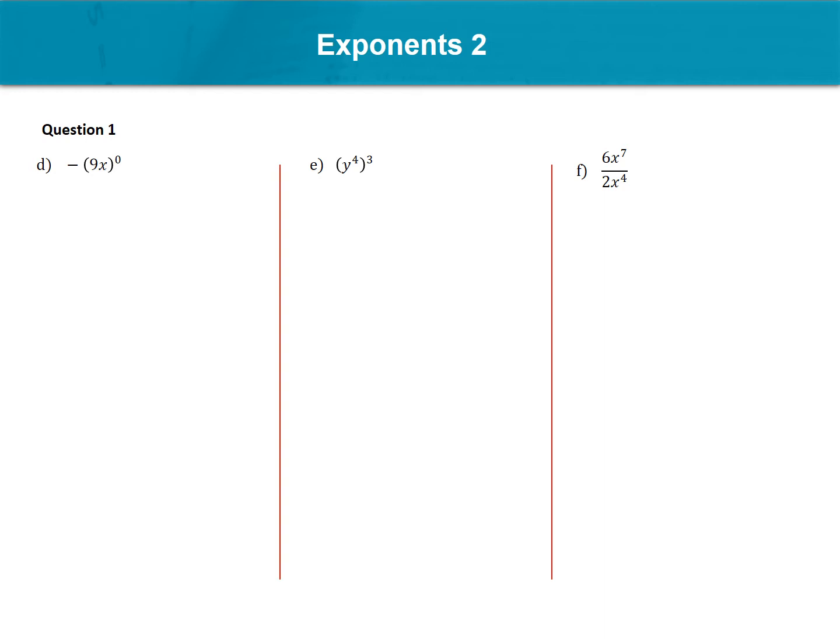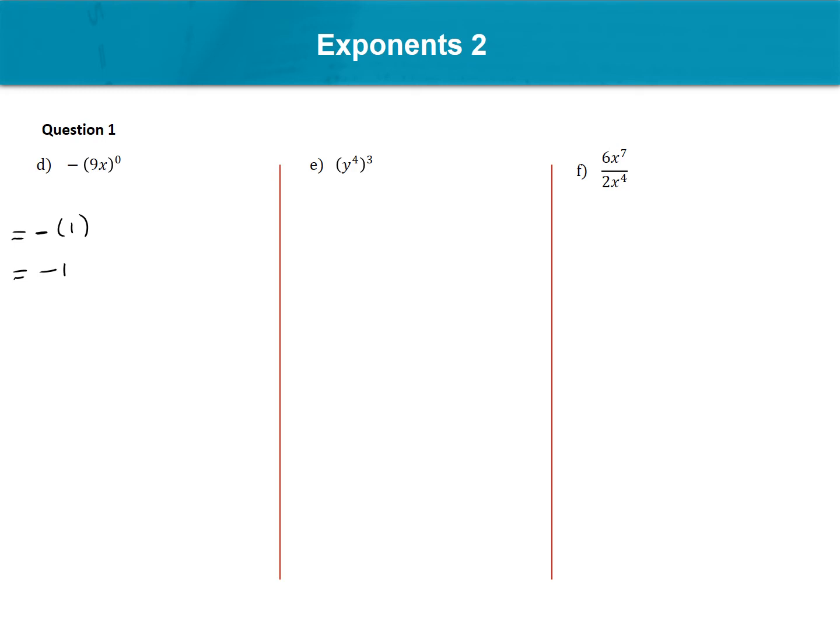D reads negative 9x to the power of 0. The rule is that we have to do what's in the brackets first. So we leave the negative. Anything to the power of 0 is 1, and you're left with negative 1. Always remember to keep the negative if it's outside the brackets.